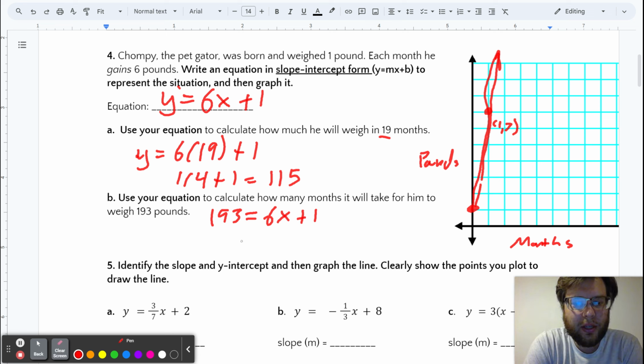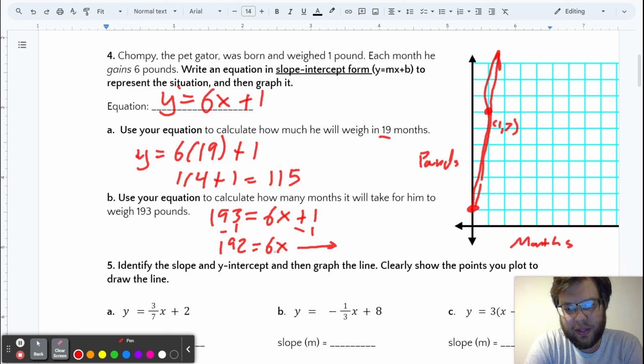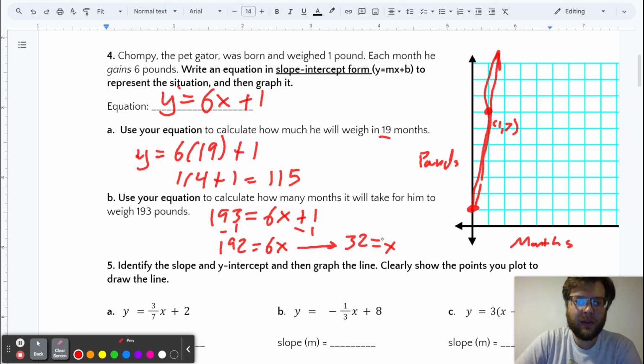with a fever. Part B, I'm using my equation to calculate how many months it will take to weigh 193. So I made the y value 193. Take away 1 to get 192 is 6x. Divide by 6. I guess it's probably 32. Let's see. 6 goes into 180 30 times. Yeah, so 32 is x, so 32 months. Okay, great.